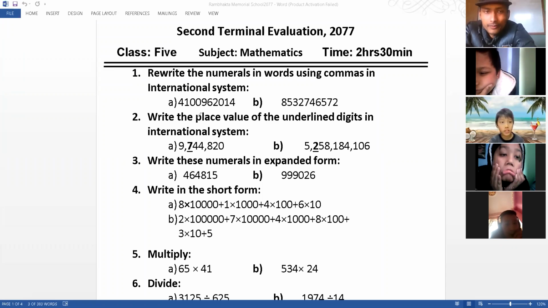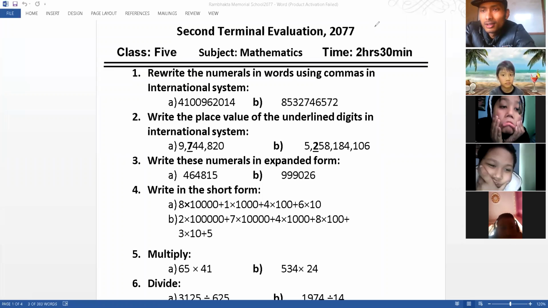Sir, are these 4 questions objective in mine? All right. I don't know what it's still. Is that the case with everyone? Is it objective for everyone?